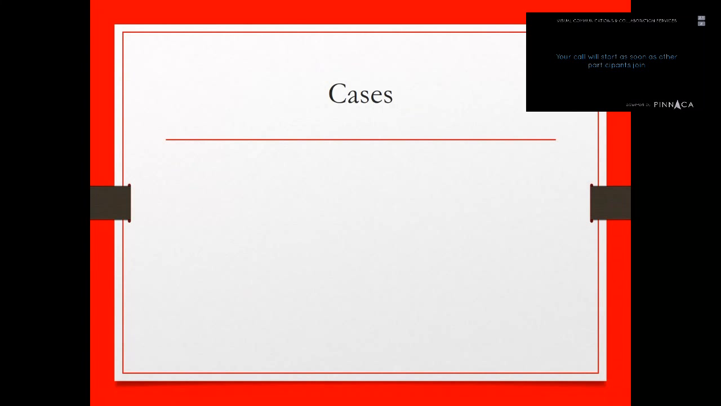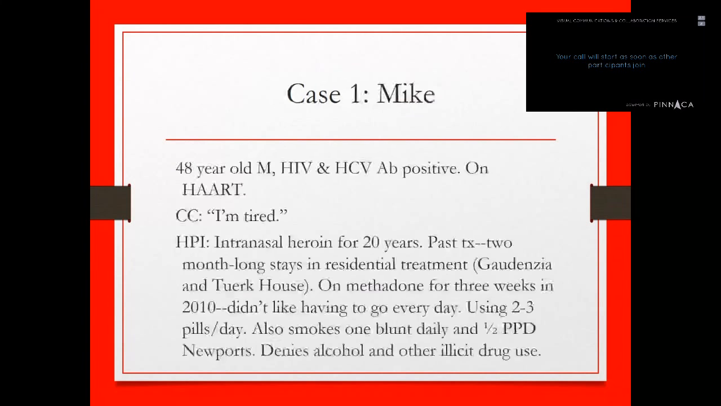So let's see, case number 1. First case, I'd like to talk about Mike. Mike's a guy that I've seen in my addiction treatment office, but I could well have seen him in my primary care office as well. This is a 48-year-old man who's co-infected with HIV and hepatitis C. He's on treatment for his HIV, not yet treated for his hepatitis C.